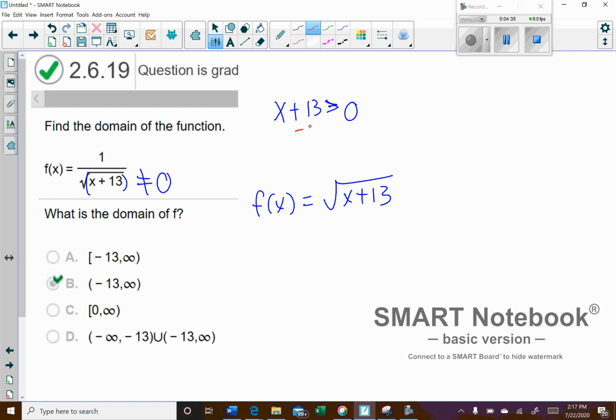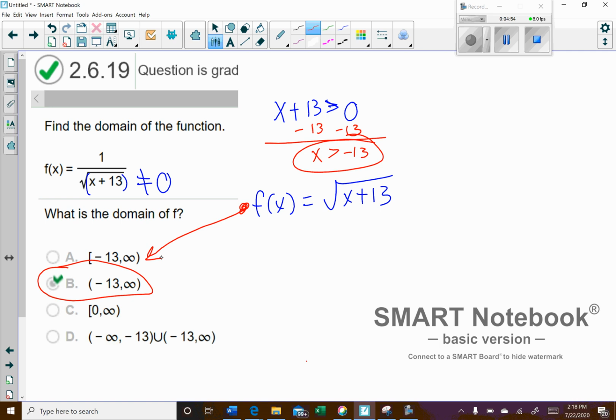So we'll just go ahead and subtract 13 from both sides. And so we get that x must be greater than negative 13 is what we're looking for. And that correlates with our B answer right there. So the answer to this one right here would actually have been A. Because you could have negative 13. It would make it equal 0, but since it's not in the denominator of a fraction, it would be okay. So that's kind of the difference between those.